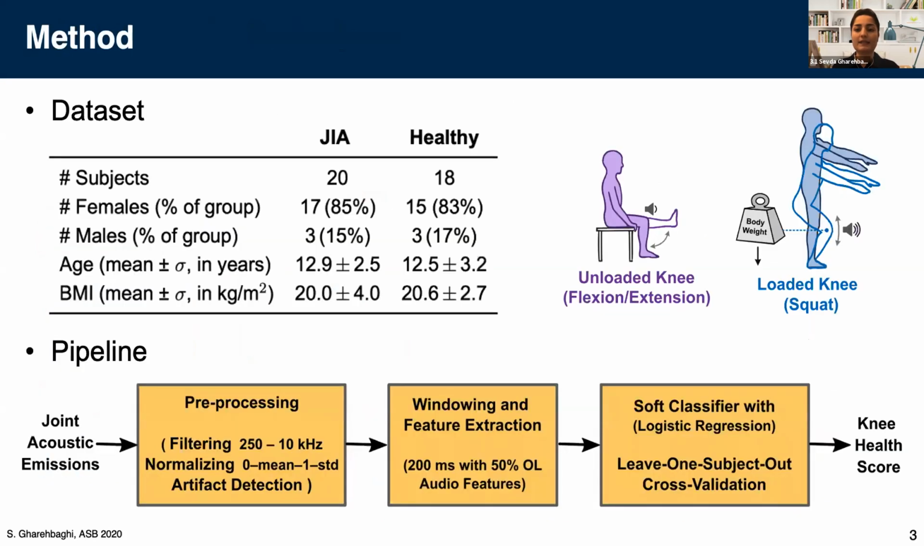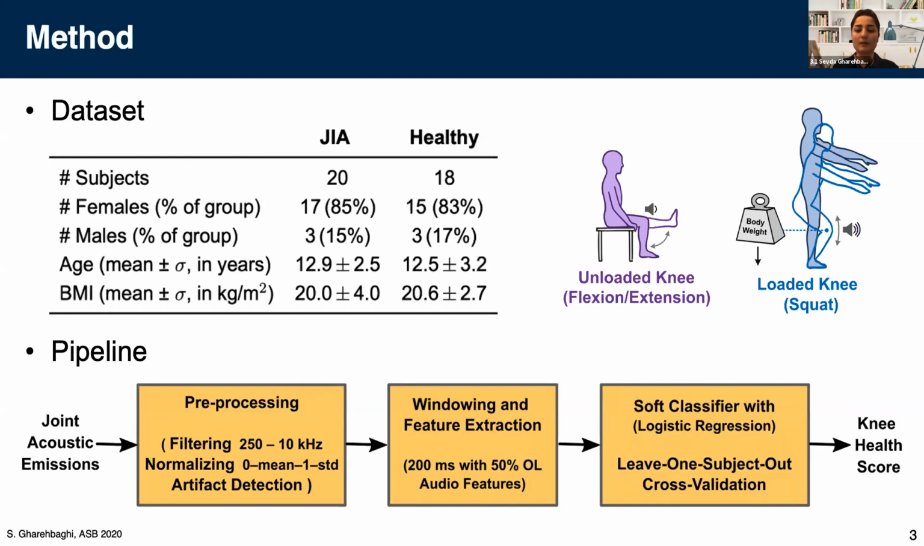In this study, a dataset of knee acoustic emissions from 38 participants was formed with 2 groups: healthy controls and subjects with JIA. These 2 groups are fairly balanced, as you see in the demographics table, and to measure longitudinal changes in the knee, patients had a follow-up recording 3 to 6 months after treatment. Knee sounds were recorded while participants were asked to perform 10 repetitions of 2 exercises. As you see in the right figure, the 2 exercises are unloaded flexion extension while the subject is seated on a chair, and loaded squats while the knees are bearing almost the body weight.